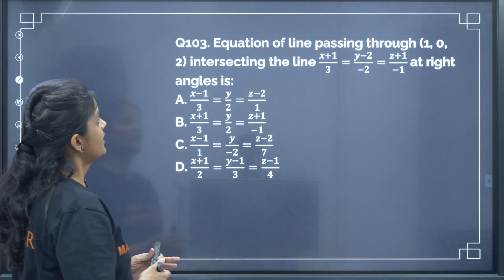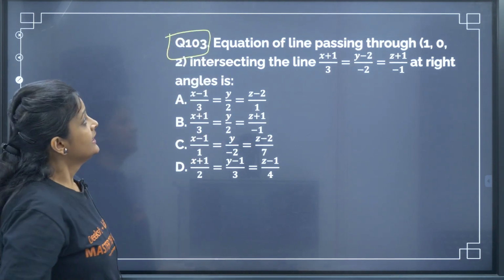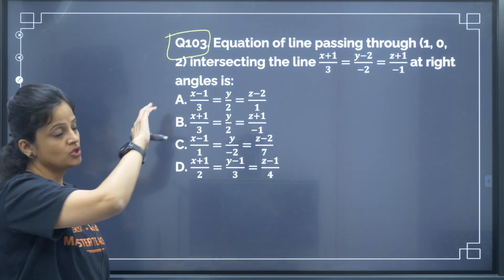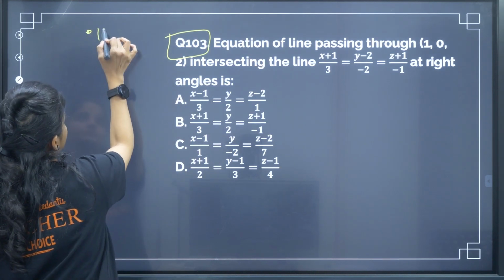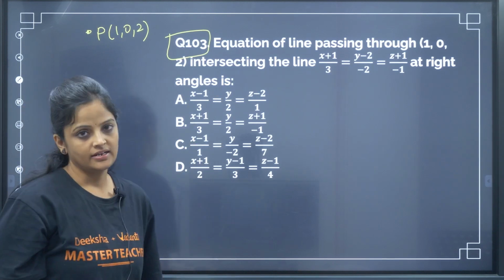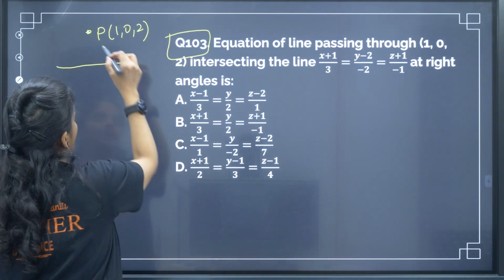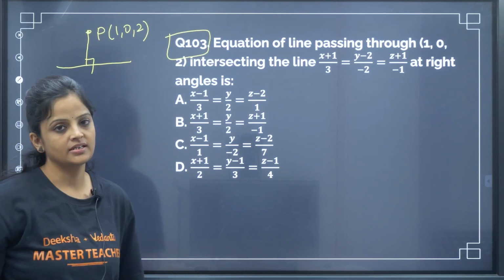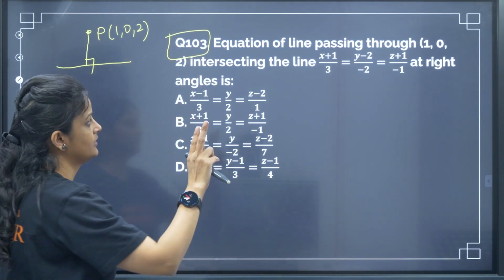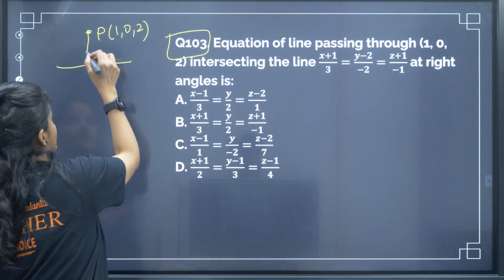Now, 103, 3D geometry. The equation of a line passing through the point 1, 0, 2. So one point is given, 1, 0, 2. Intersecting the line, one line is given, okay, intersecting the other line at a right angle. So they are perpendicular, that idea we have. Now I have to find out the equation of the line. So this line we need.